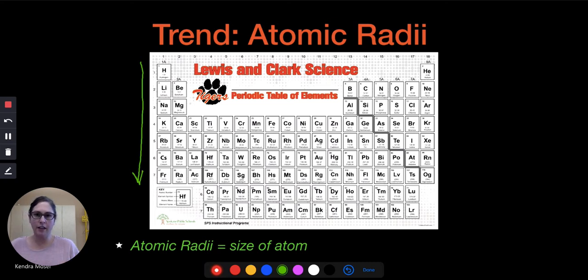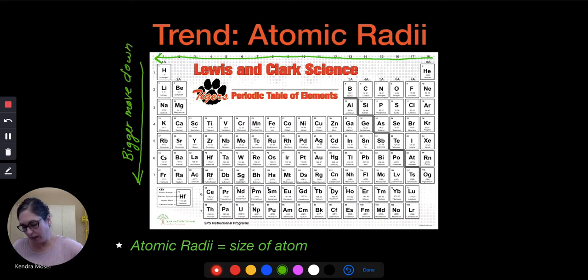But you would think that as they were adding protons and electrons across a row, that would increase as well, and it doesn't. It actually tends to be larger on the left-hand side than the right-hand side. So let's go back to the idea of what we were talking about with Coulomb's law. As you're moving down, these get bigger because we increase energy levels. Okay, so I'm going to put increase energy levels.